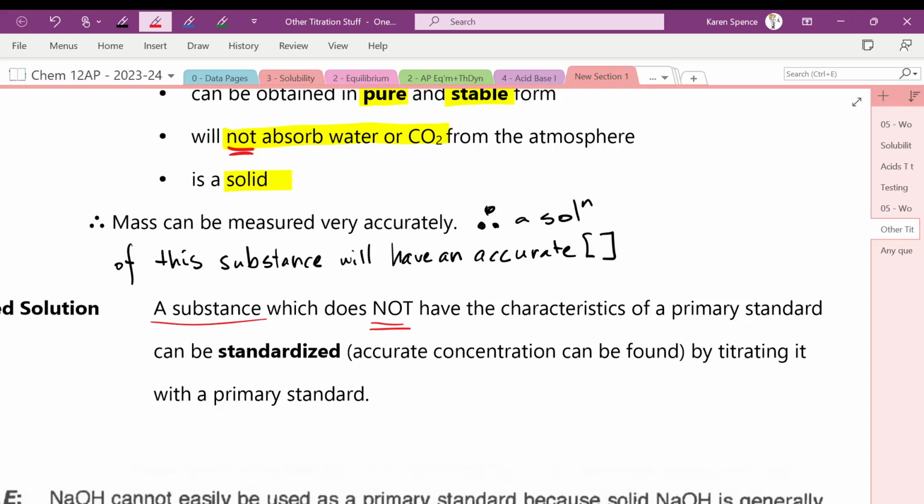All right. But if you have something that is not a primary standard, it can be standardized, which means an accurate concentration can be found. And you do that by titrating it against a primary standard. Is that good? Okay.